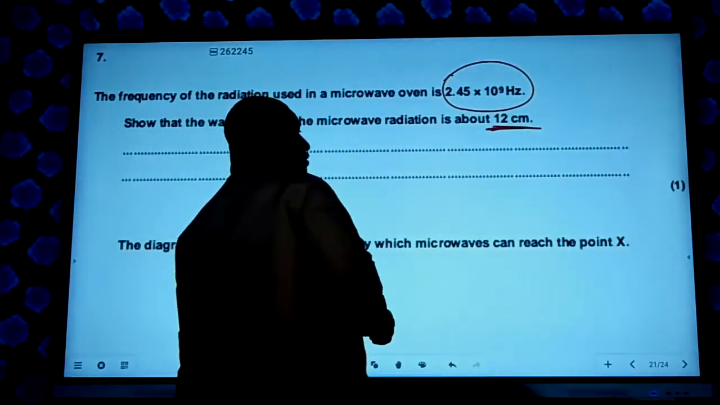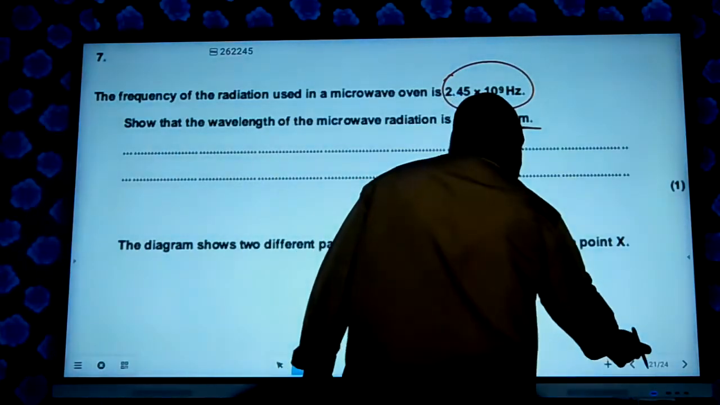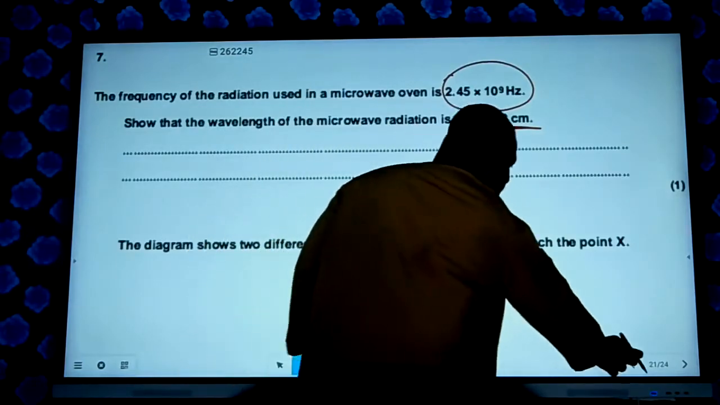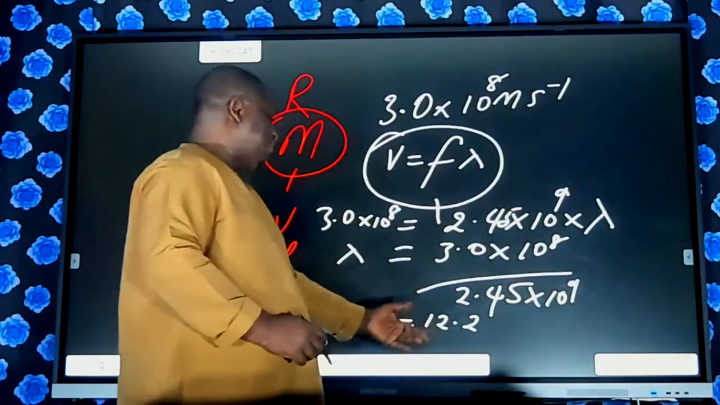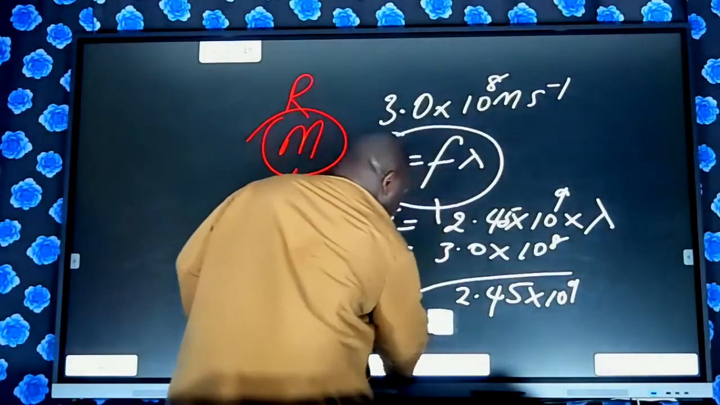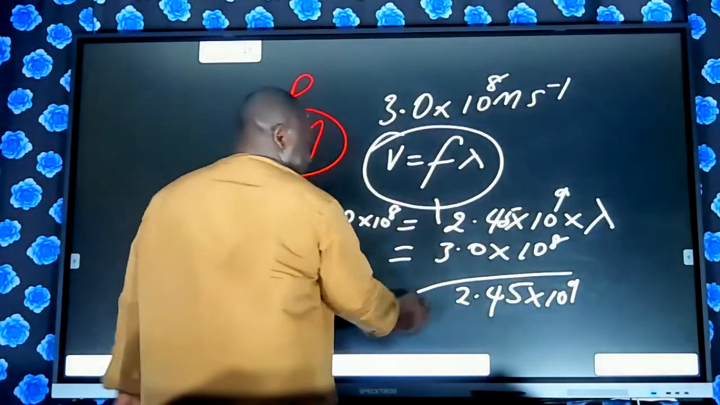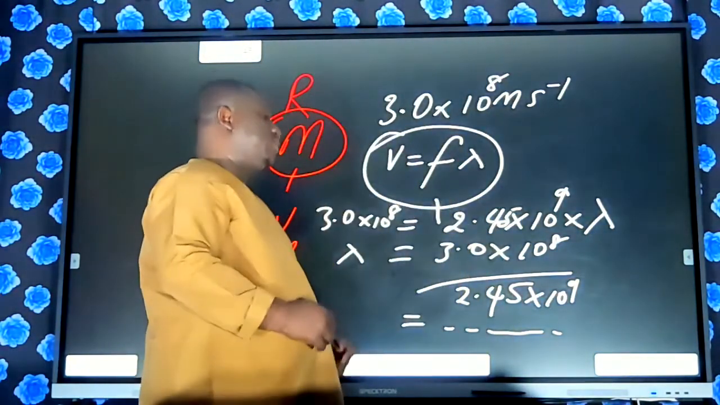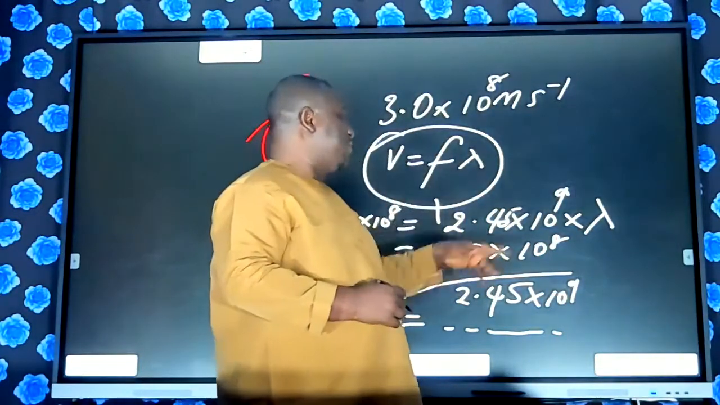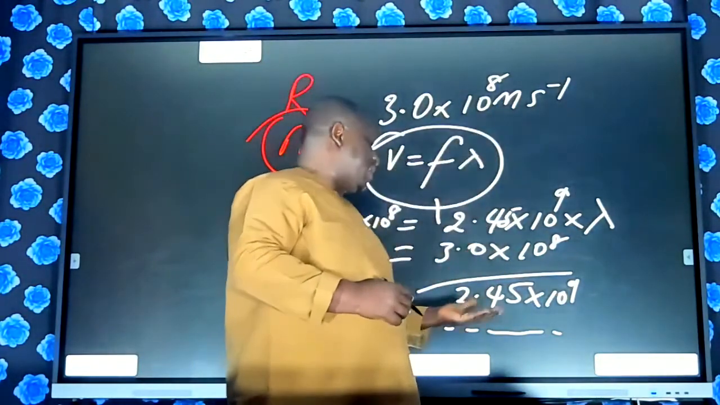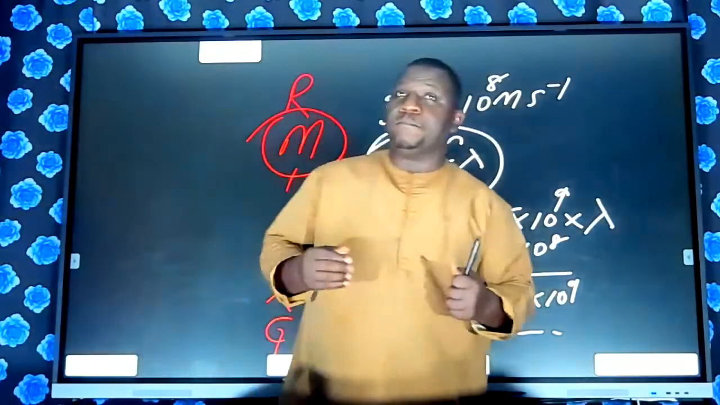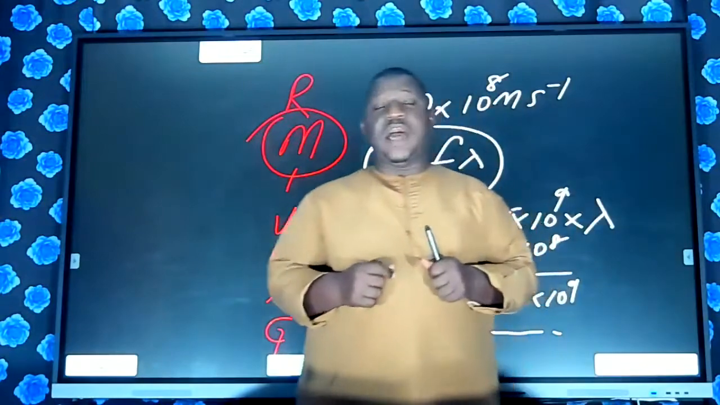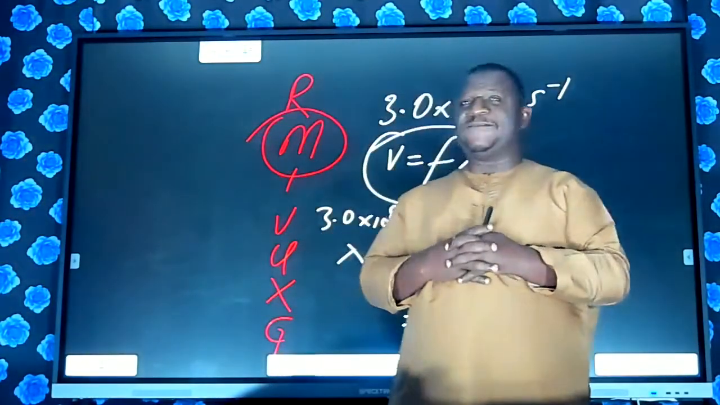You're going to get 0.121 or 0.122, and you convert that to centimeters. When you divide this, you are going to get a particular answer in meters because we have used SI units for everything: seconds here and meters per second here. The answer you get, because it's in meters, multiplied by 100, gives you about 12.2 centimeters. That's the first part of the question.